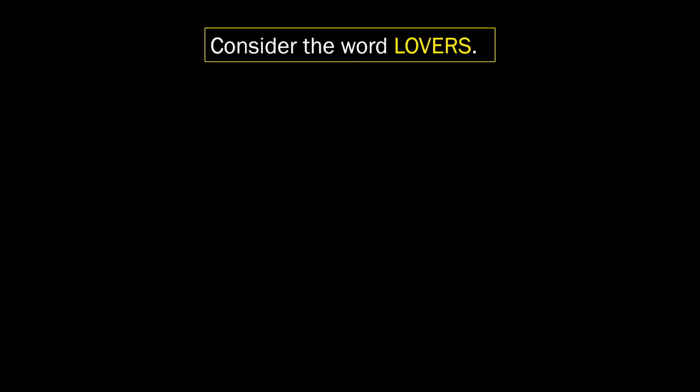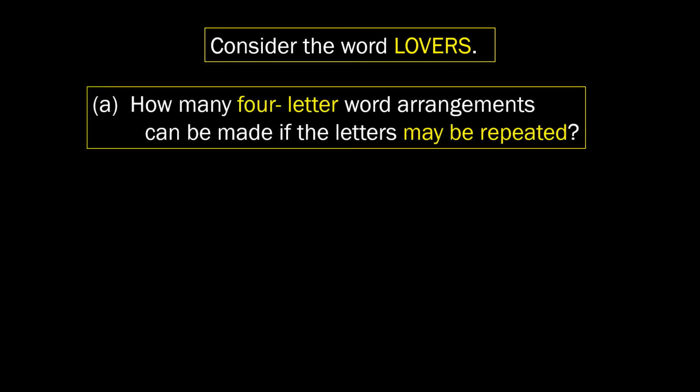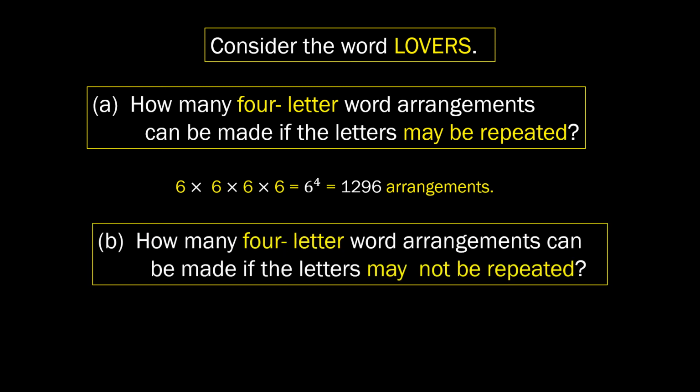Consider the word LOVERS. How many letters? 6. How many 4-letter word arrangements? By now we know the method, so we can simply answer. If the letters are repeated, the answer is 6 to the power 4. If the letters are not repeated, remember that we have only 4 places. So 6 times 5 times 4 times 3, finished. 360 arrangements. Beautiful.